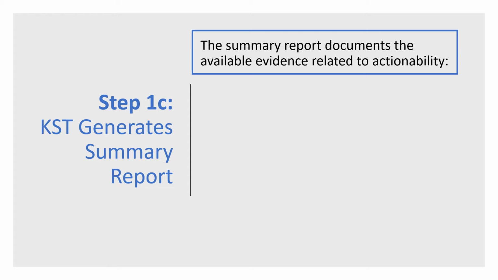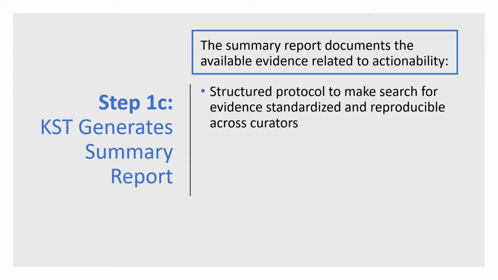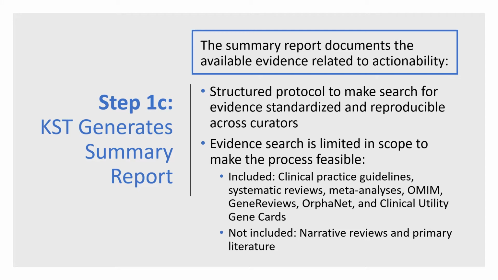So once it passes the rapid rule-out step, the gene disorder pair moves on to having an actionability summary report generated. So we've developed a structured protocol to make the search for evidence standardized and reproducible across curators. The idea is that each curator following the protocol would generate a similar actionability report. I will point out that the evidence search is not broad. We don't consider all aspects of the literature. We've limited it in scope to make our process feasible.